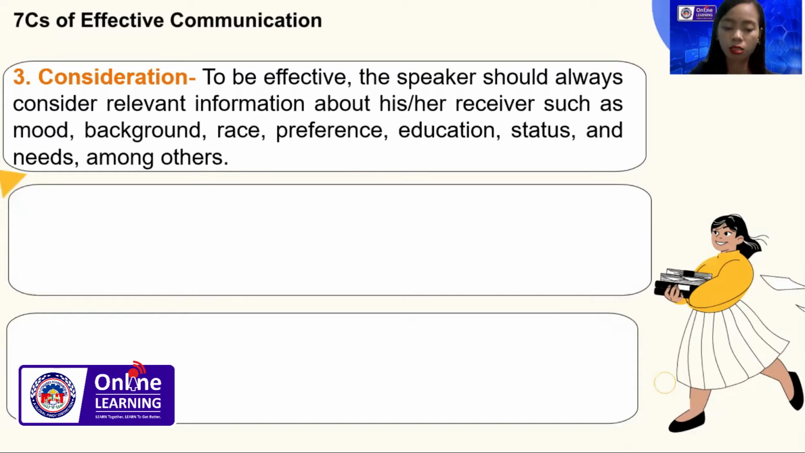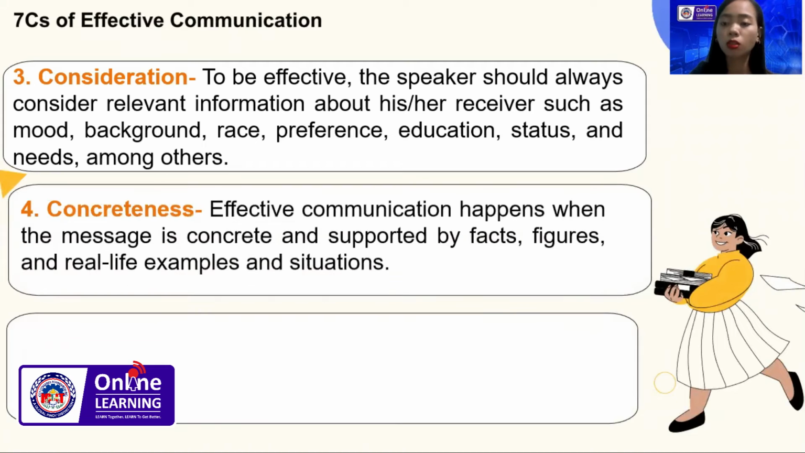Because obviously we have differences when it comes to background, preferences, education, status, and many more. So again, you have to make sure that all the information that you're going to share with them is relevant only. Next, how about concreteness?